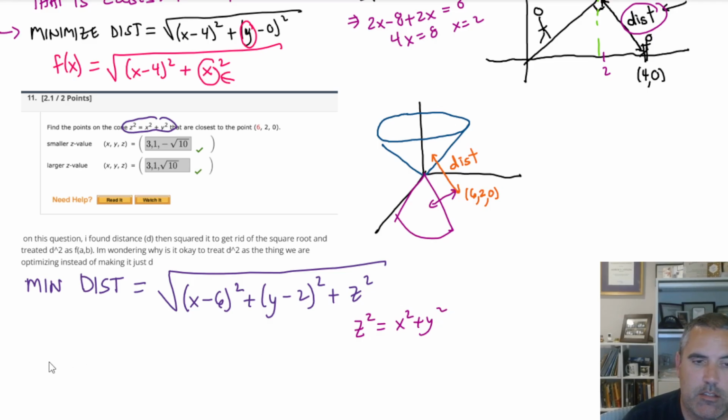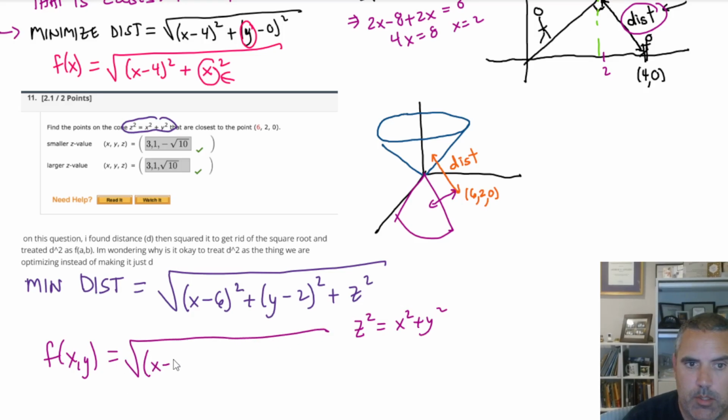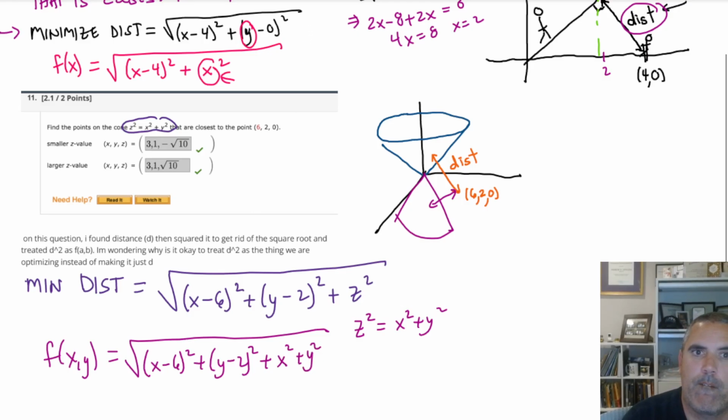So in this case, I can get a 2-variable function for my distance, which is this: x minus 6 squared plus y minus 2 squared plus x squared plus y squared. And I'm trying to minimize this. So what the textbook does is they do this unnecessary step where they drop the square root, and that confuses everybody.